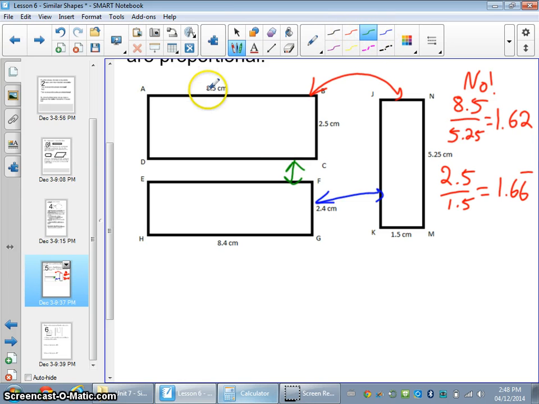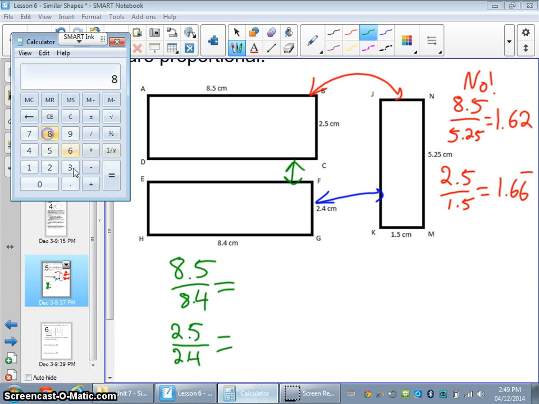All right, so again, this one's slightly bigger, so I'll put these numbers on top of the fraction, the length and the width compared to the other one. So I go 8.5 on top, 8.4 on the bottom, and then 2.5 on top and 2.4 on the bottom. So I want to do these two divisions to see if I get the same thing.